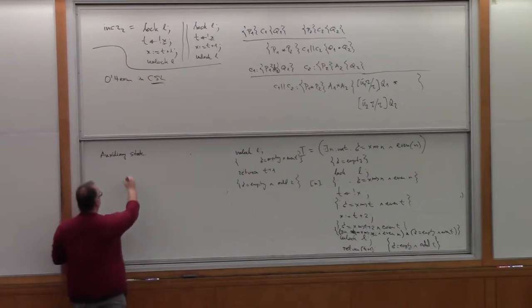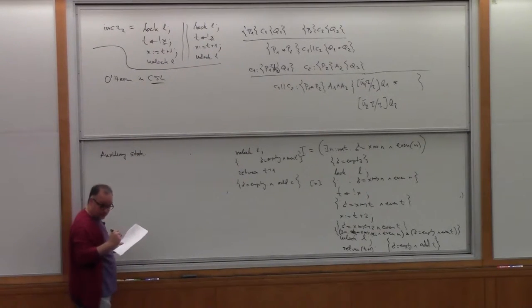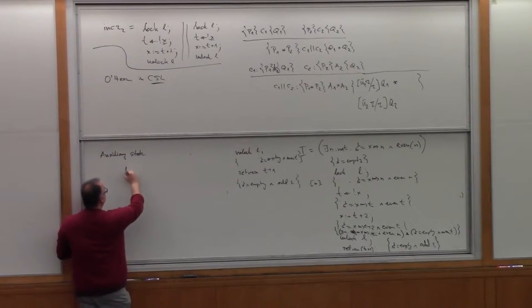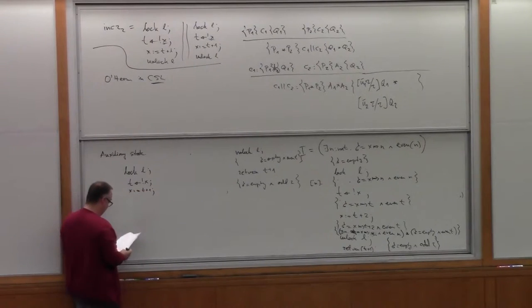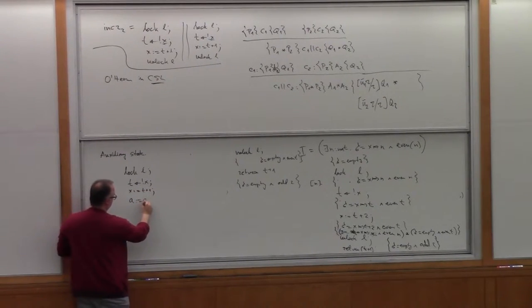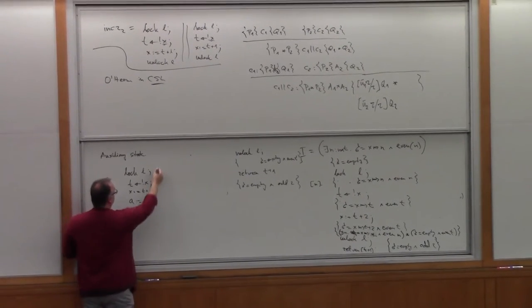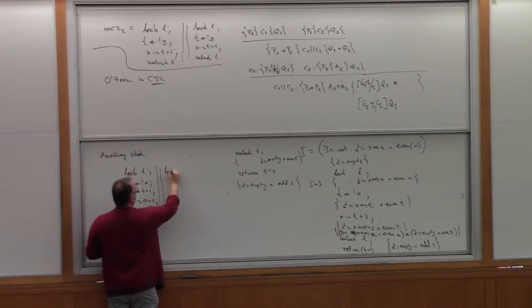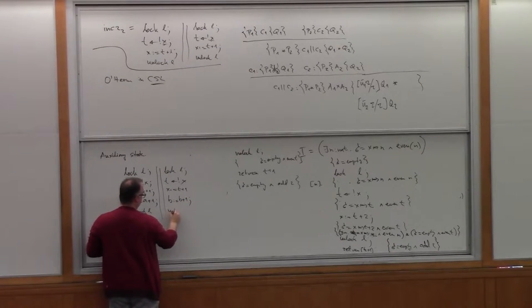So now we have to decorate our programs with that auxiliary state and the code which mutates it. So now the program will look like this. Lock L, and then we have t = !x, and x = t + 1. And now we have a = a + 1. And then unlock. In parallel with that, everything is almost the same, except now we have a different variable here, b, and then unlock L.